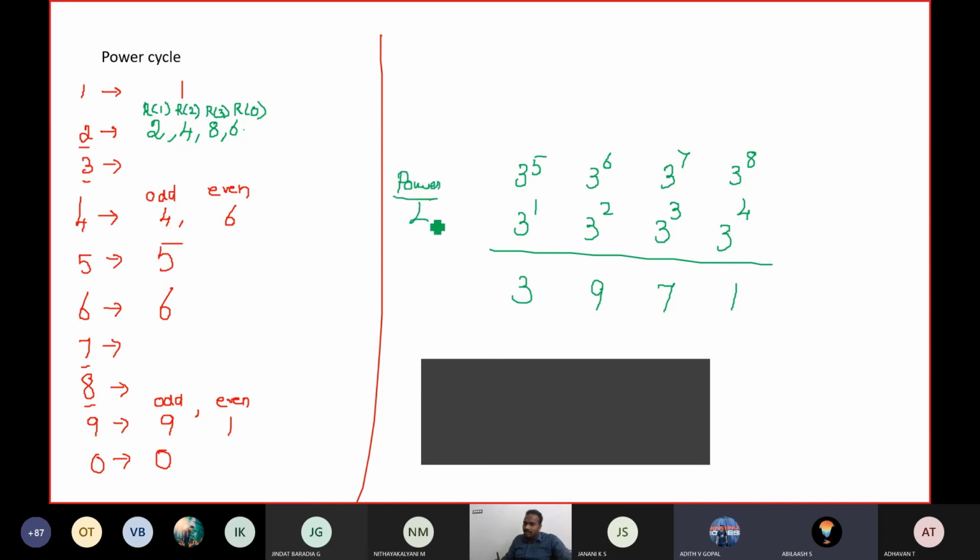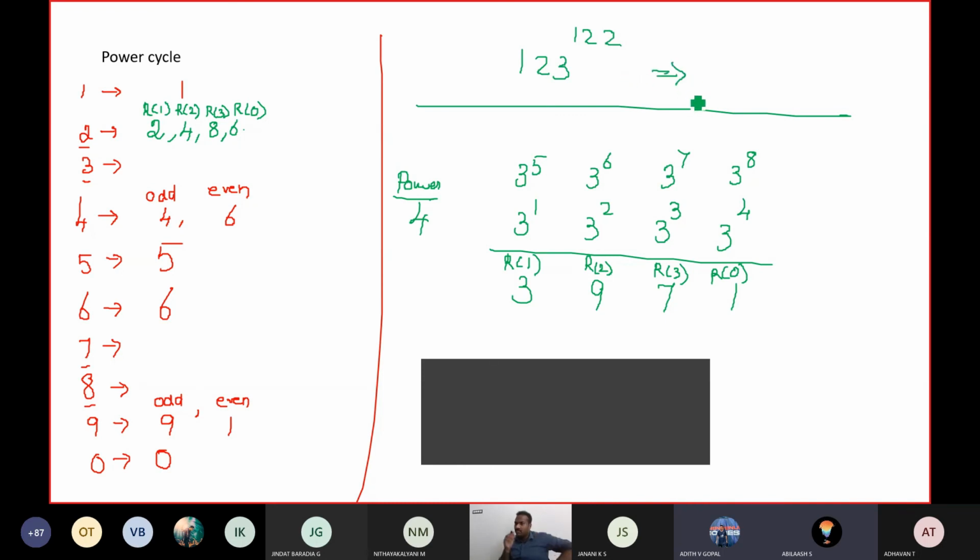Power value divided by 4. If the remainder is 1, this is my last digit. If the remainder is 2, this is my last digit. If the remainder is 3, and if the remainder is 0. Now, let's say for example, I ask you guys a question from this. For example, my question is 123 power 122. What will be my last digit, guys?